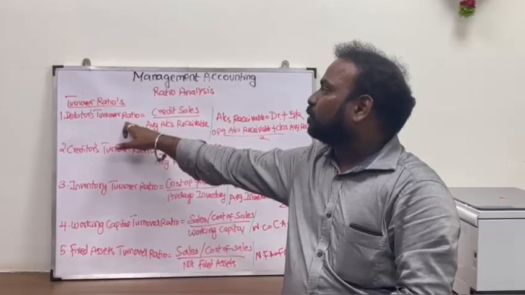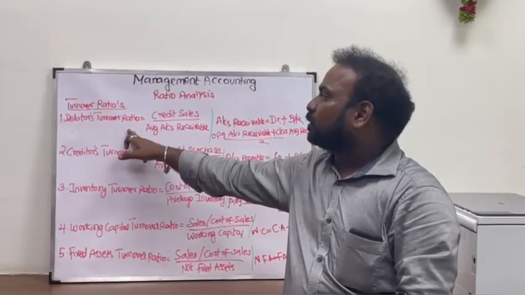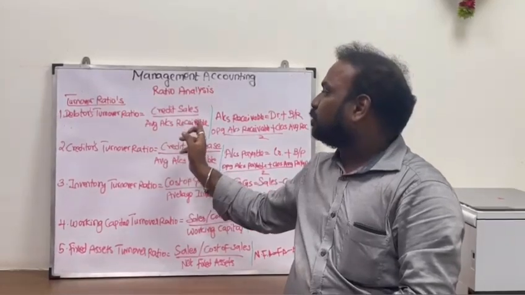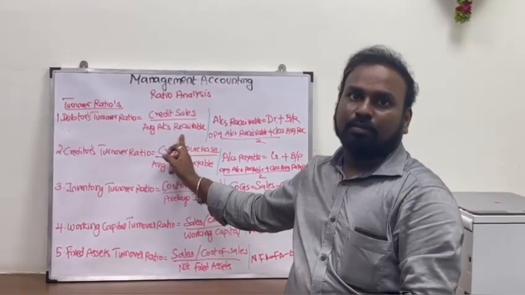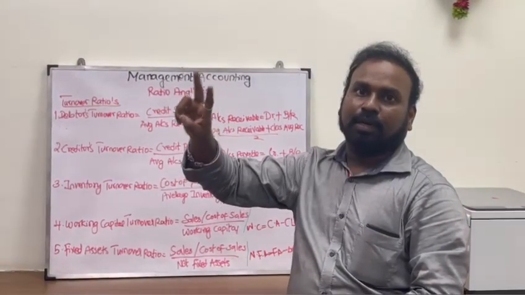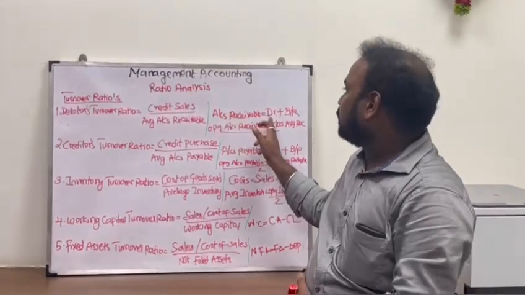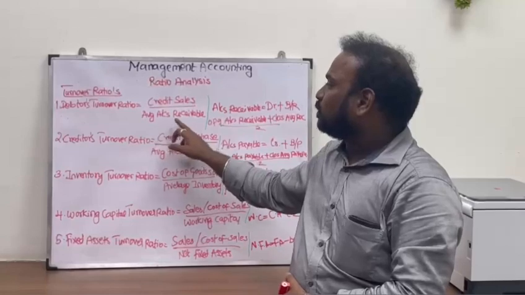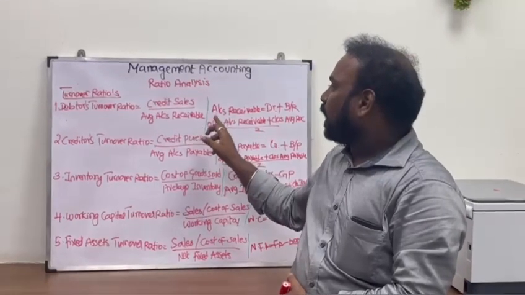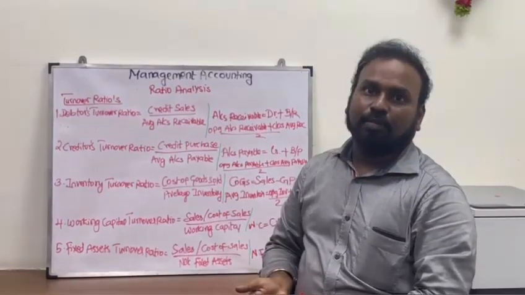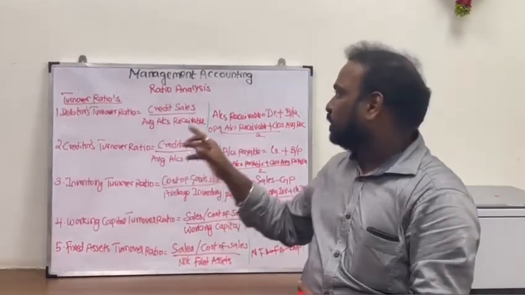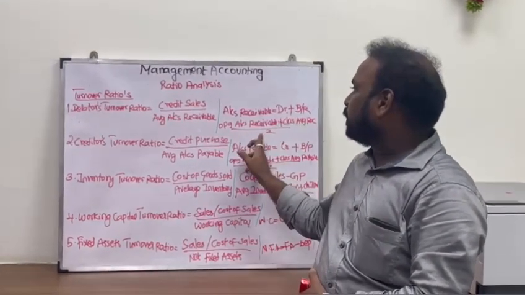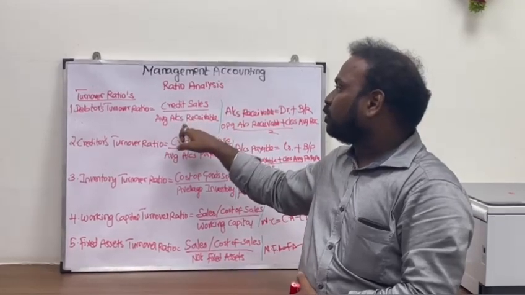Debtor turnover ratio. The formula for debtor turnover ratio is credit sales divided by average accounts receivable. Now you need to know what all come under accounts receivable. There are two items that come under accounts receivable. The first item is debtor, the second item is bills receivable. Now average accounts receivable is nothing but the average of opening accounts receivable and closing accounts receivable. That is opening accounts receivable plus closing accounts receivable divided by 2, you will be getting average accounts receivable.